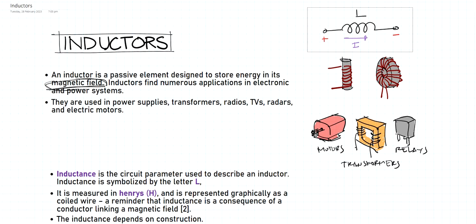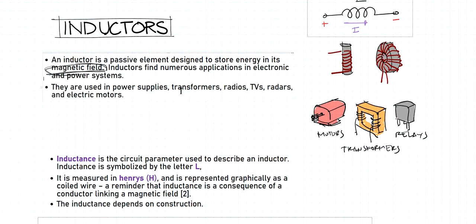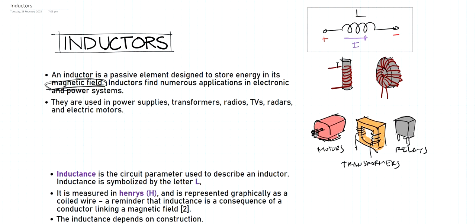And it says here inductors find numerous applications in electronic and power systems. They are used in power supplies, transformers, radios, TVs, radars, and electric motors. So the basic construction is actually a coil of wire. If there are coils, then somehow we can say it has some inductive characteristics. There are many forms, and these are just two that I have drawn here. We have a solenoid, and we also have the toroids. Because of that coil, the magnetic field is actually increased.